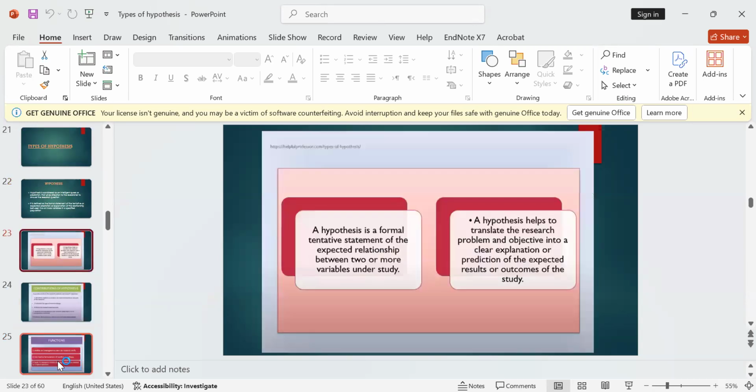A hypothesis is a formal tentative statement of the expected relationship between two or more variables under study. It helps to translate the research problem and objective into a clear explanation or prediction of the expected results or outcomes of the study.